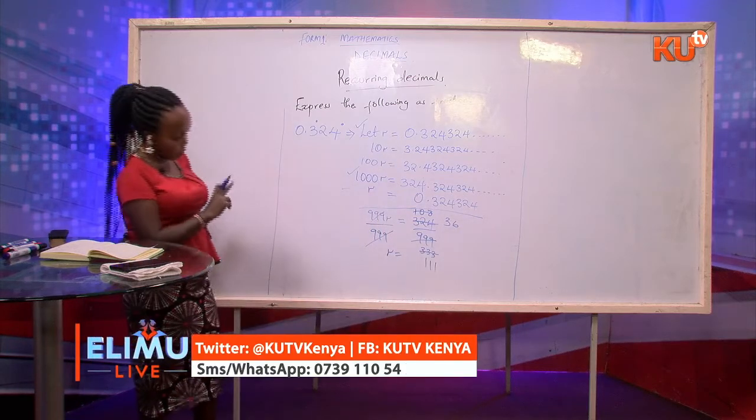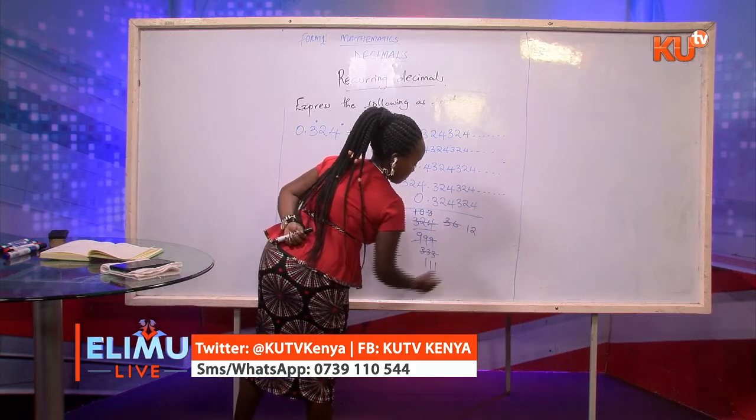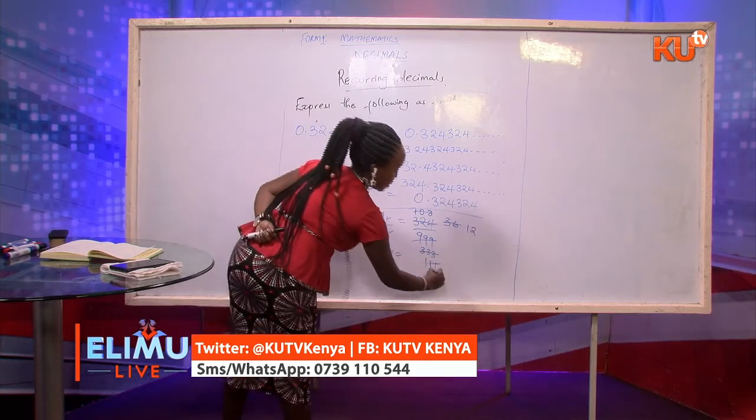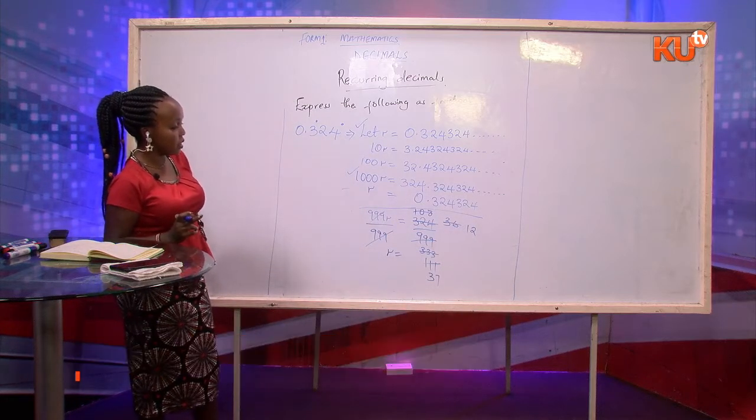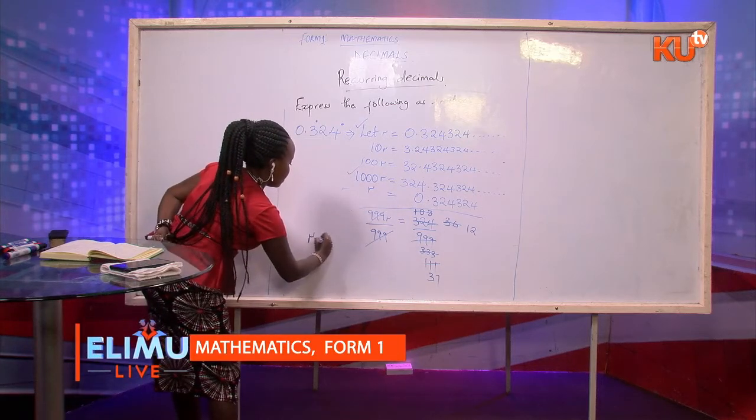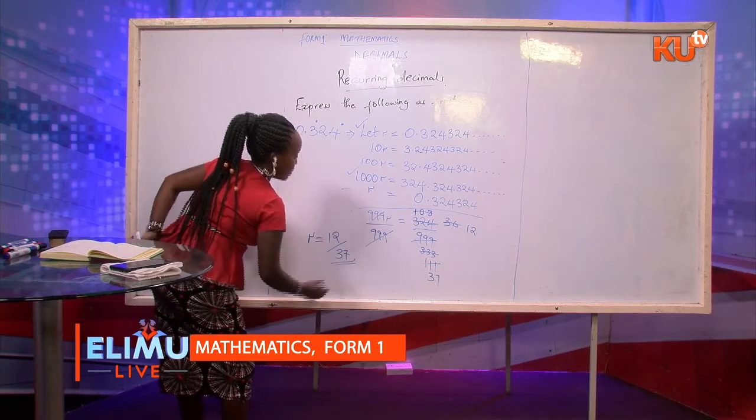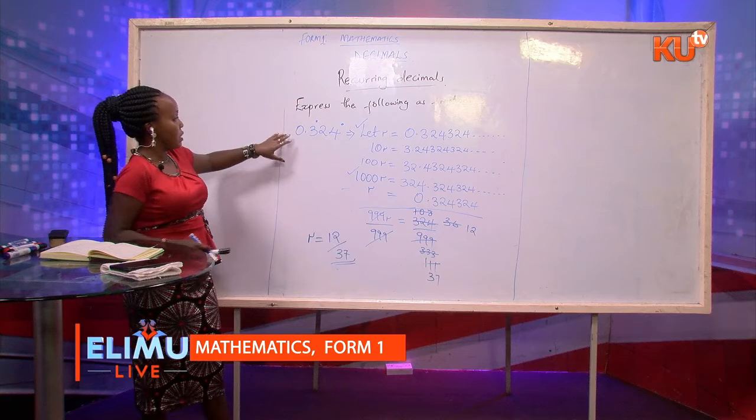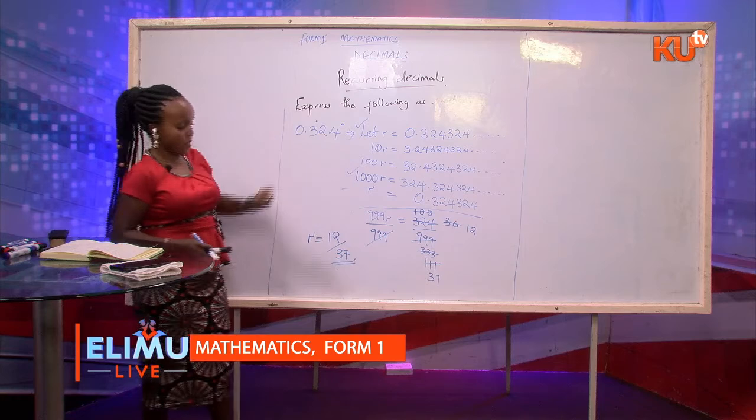We can still divide further by 3. By 3, this will be 1, 2. By 3, this will be 3. Then 21 by 3 will be 7. So we have 12 over 37. Can 12 over 37 be simplified further? No, it can't. So we've gotten that our R is 12 over 37. When 12 over 37 is expressed as a decimal, we are going to find that it is a recurring decimal, written as 0.324, with the dots on top of 4 and 3.